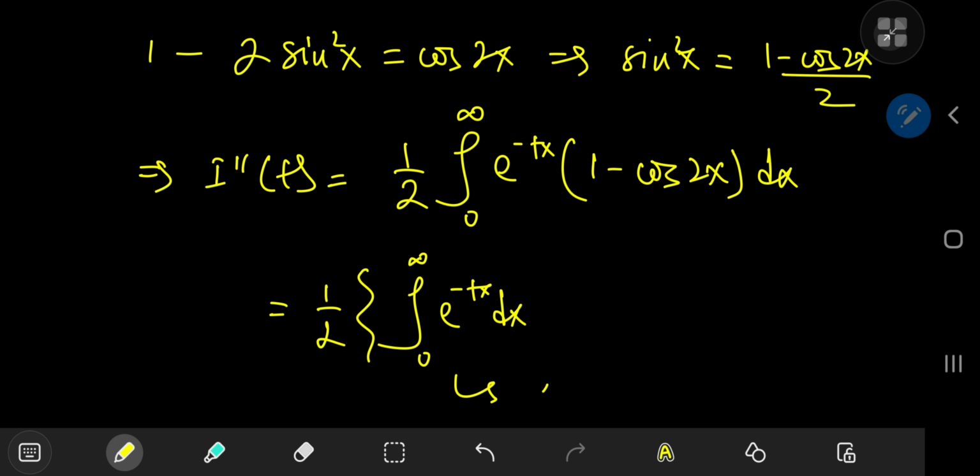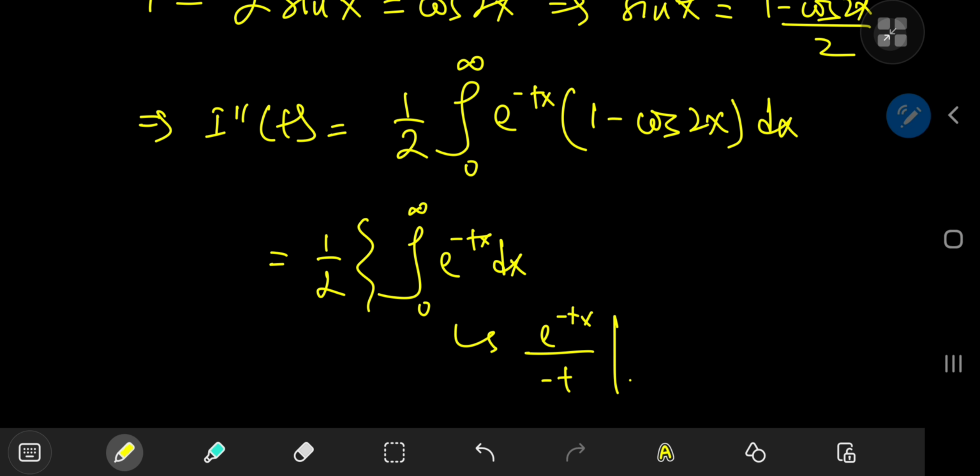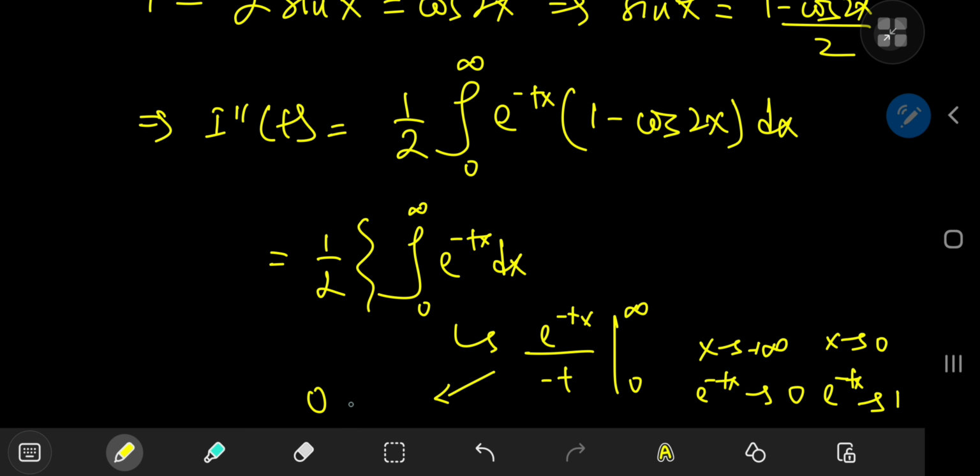I mean, this sorts out to e to the negative tx divided by negative t, with the limits being 0 and infinity. And as x approaches positive infinity, e to the negative tx approaches 0. And as x approaches 0, e to the negative tx approaches 1, right? So you have a structure sorting out to 0 minus 1, and you have this big old negative 1 by t being multiplied as well. So that gives you a 1 by t structure. Okay, so let's just rewrite all of this as 1 by t.